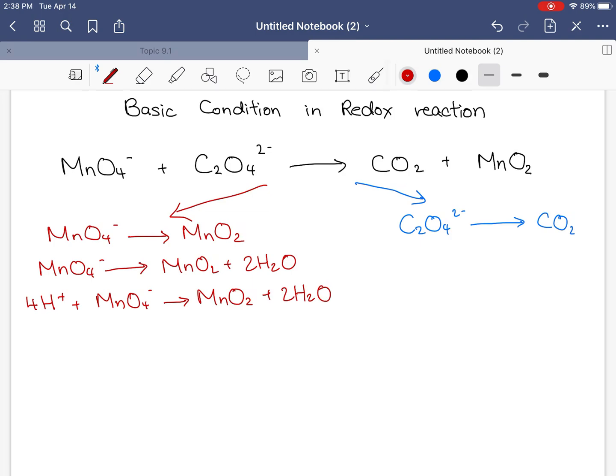Now I'm going to quickly show you. There you go. It takes 3 electrons on the left side to make sure everybody is balanced compared to the right side. Now let's do the blue line.